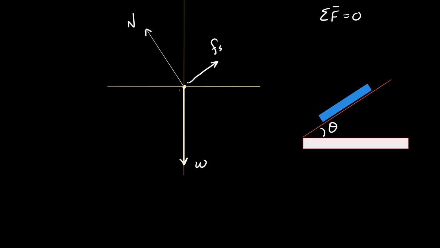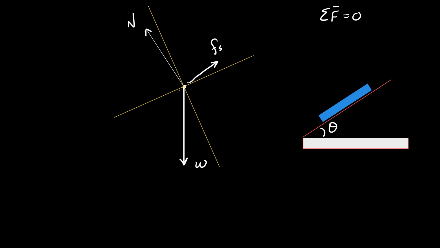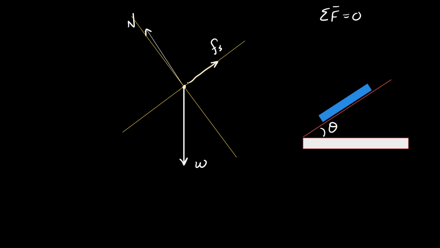I can choose any coordinate system I want. So it makes more sense to me to turn the coordinate system to line up with the two forces that I know are perpendicular to each other. Normal force and friction are perpendicular to each other. If I line it up like this, only one force is off axis.